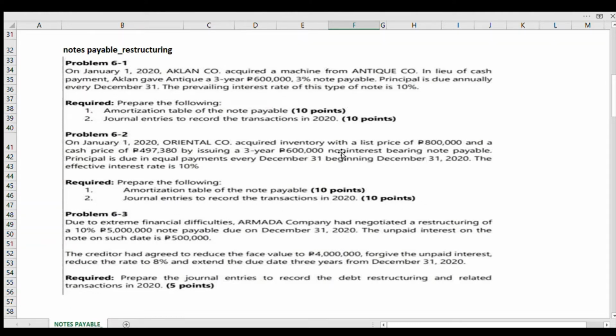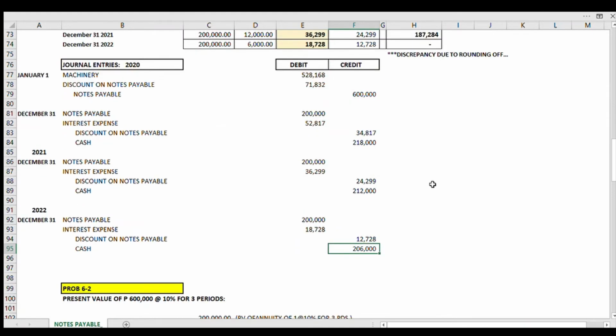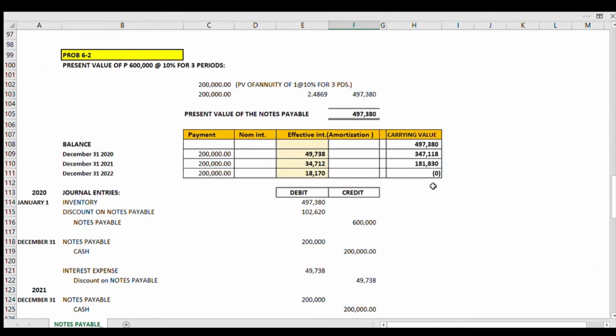Take note that in problem number 2, we have a non-interest-bearing notes payable. We will have a different treatment for this type of note compared to the previous one, that is an interest-bearing note. At this point, this is a non-interest-bearing notes payable. So let's go to the solution for 6-2.